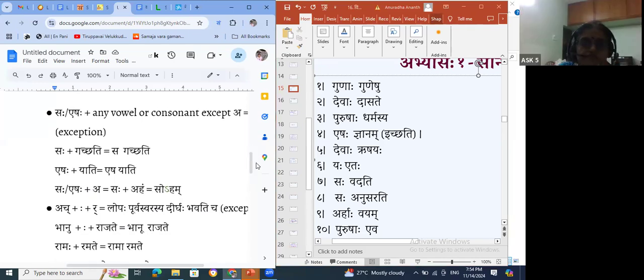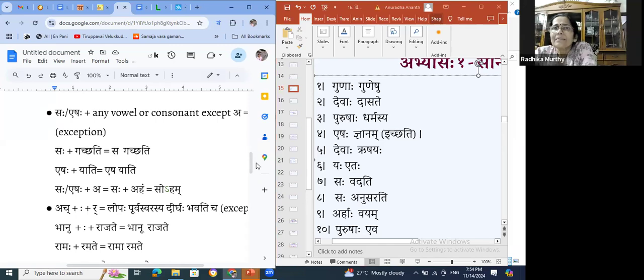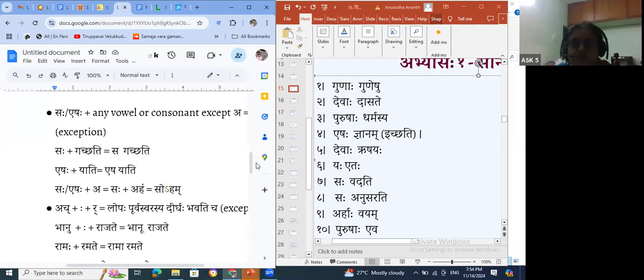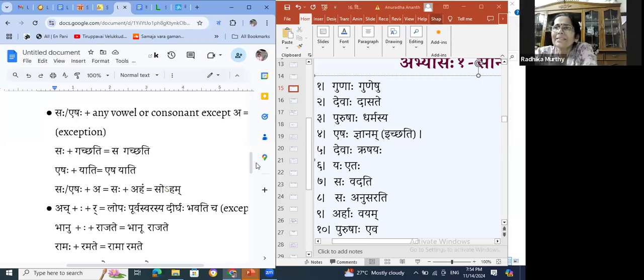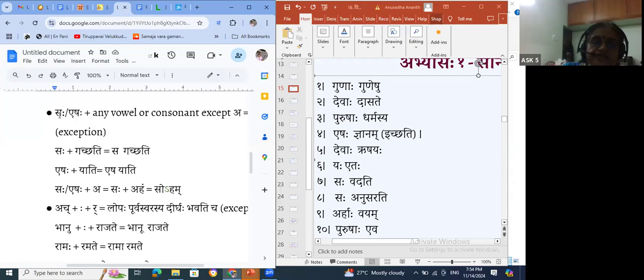Eshaha Jnanam. The first letter of Jnanam is J, the third. It doesn't matter actually here, except Hrasva is not here. Esha Jnanam. Why? Because Panini Maharishi says when Saha or Eshaha is followed by anything, we are not bothered. Lopaha will happen, except Hrasva.